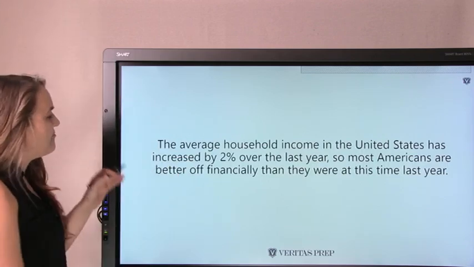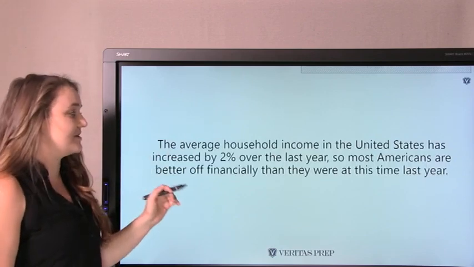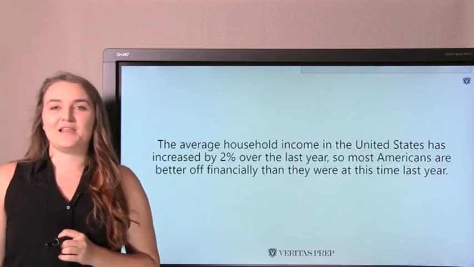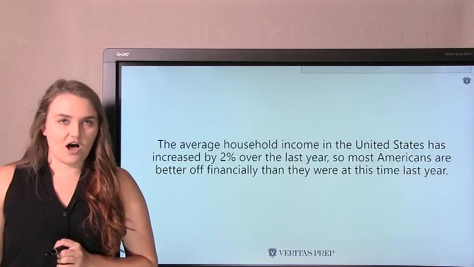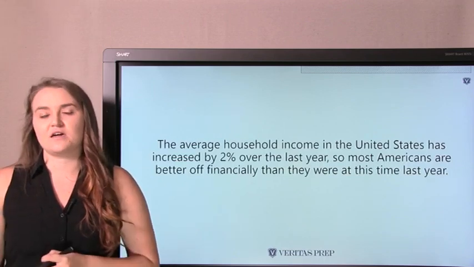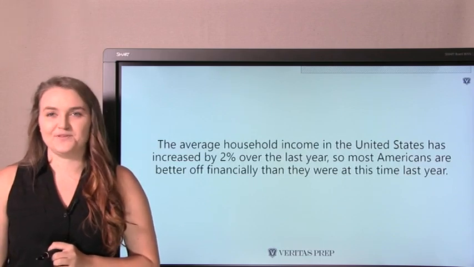Sure. How about: the average household income in the United States has increased by 2% over the last year, so most Americans are better off financially than they were at this time last year. So we've got a couple of similar flaws that we can branch out into, and then we have a couple of additional that I think are a little bit brand new to this particular example.